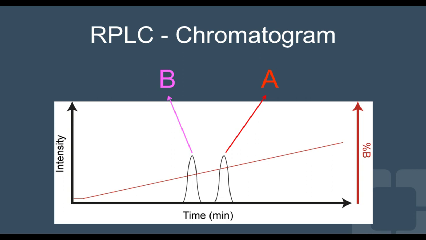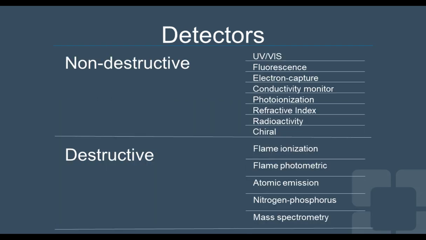It is more hydrophilic or water-loving than A because it has come off with a lower percentage of nonpolar, as depicted here as %B. B being the strong solvent in a binary solvent system, and A being the weak solvent, which is water. A is more hydrophobic than B, coming out later, requiring a higher %B. But we have achieved baseline separation between the two.